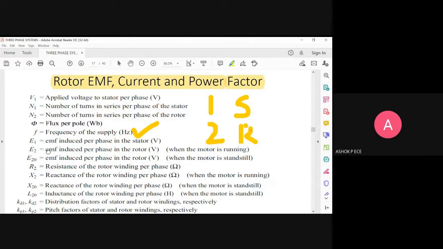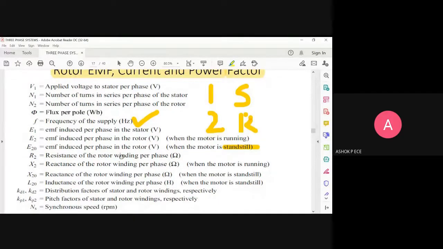1 means stator, 2 means rotor. When you simply put 2, it means the motor is running. When you put 2 followed by a 0, it means that the motor is not running, or you call it a standstill condition. In only the rotor, the stator is always standstill, so I need not put 1 0. If I put 1 it is stator, but if I put 2 followed by 0, it means the motor is not running, or it is standstill. Okay, so R2 is the resistance of the rotor per phase, X2 is the reactance, X2 naught and L2 naught are the reactance and inductance when the motor is standstill or not running.